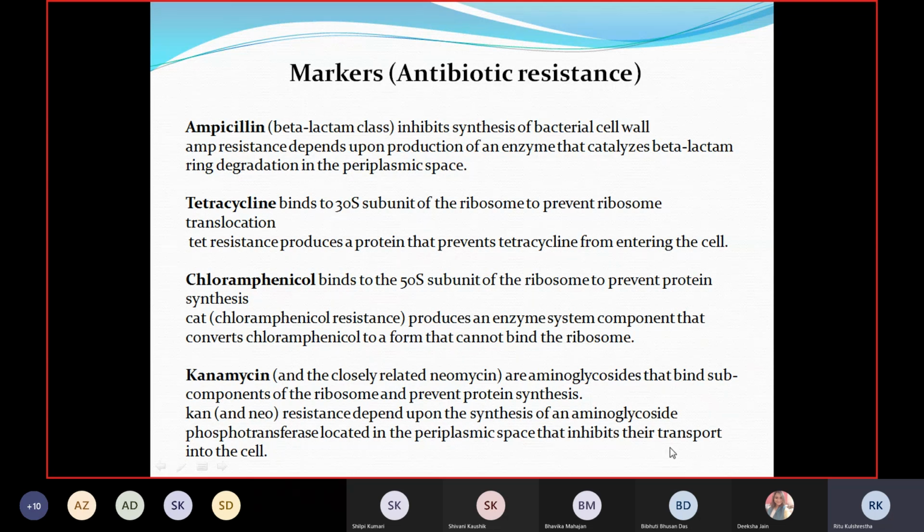And there may be many other antibiotic resistance genes which have different mechanisms of resistance. It could be that the drug enters, but then there is more efflux, so it is not able to function at all. So please go through this slide just to get a brief idea of the various mechanisms for antibiotic resistance present in various plasmids.